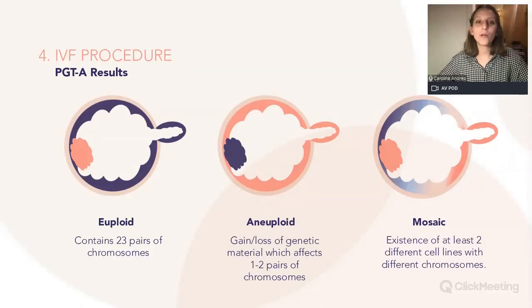Then we can also receive aneuploid embryos. That means that there's a gain or loss of genetic content, which affects 1 or 2 pairs of the chromosomes, the structures that we already mentioned in the karyotype. And finally, we can also check mosaicism. That means that within the same embryo, we can see cells that are euploid and cells which are aneuploid in different percentages. And depending on the percentages, the genetic laboratory would give us some indications concerning the transfer of these embryos.